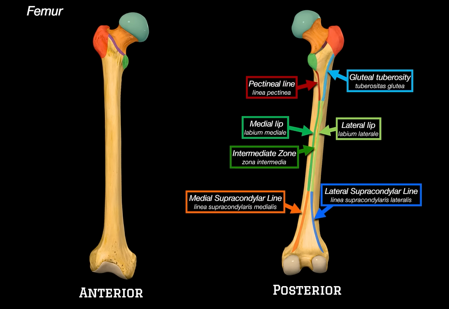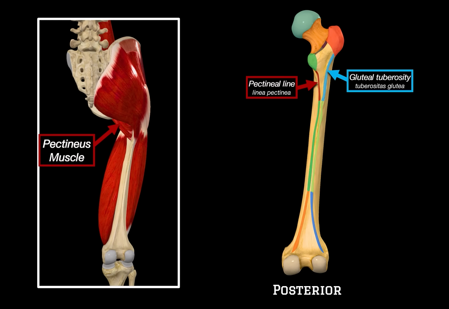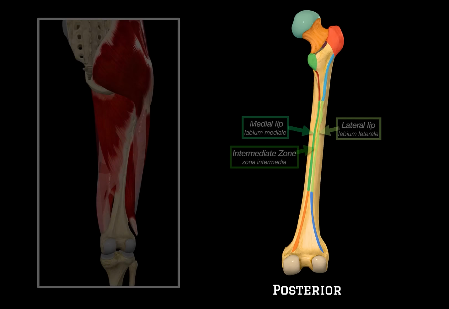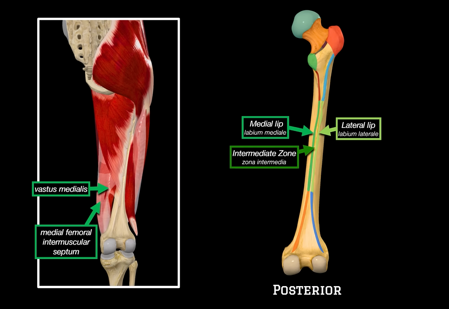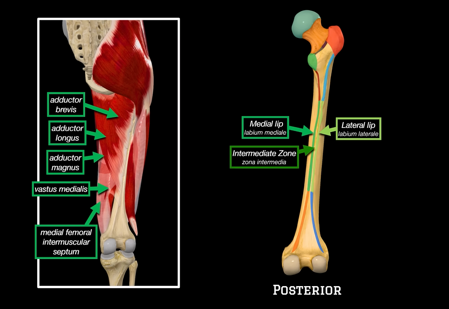Now, let us move back up again. Here we see the pectineus muscle attaching onto the pectineal line, and here is the gluteus maximus inserting onto the gluteal tuberosity. Now, around the medial lip of the linea aspera, you've got the attachment of the medial intermuscular septum, the origin for the vastus medialis, and the insertion for the adductor longus, adductor brevis, and the adductor magnus. I have faded the adductor magnus so you can slightly see the outline on this model.